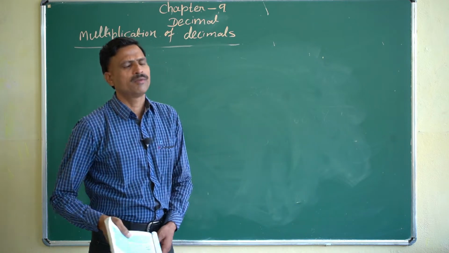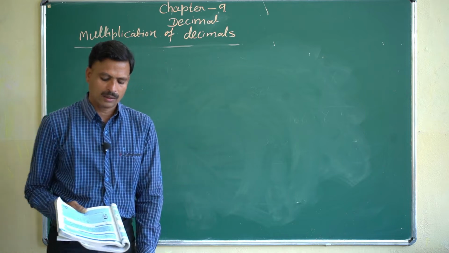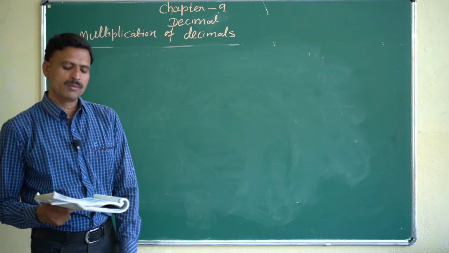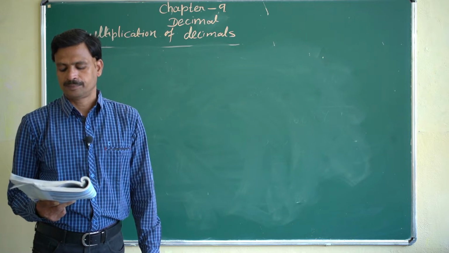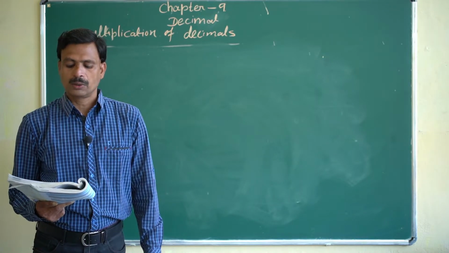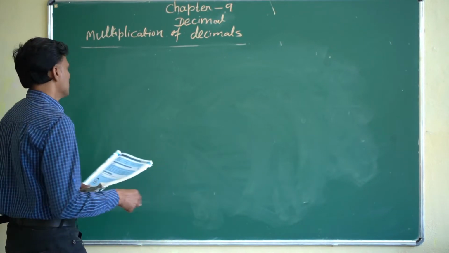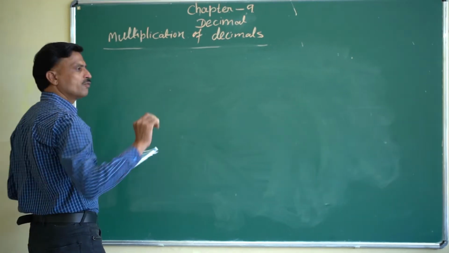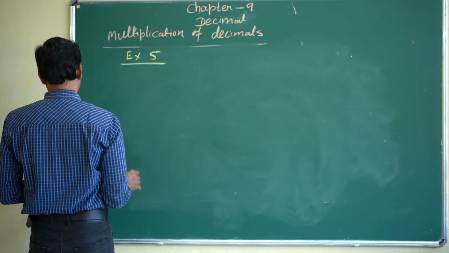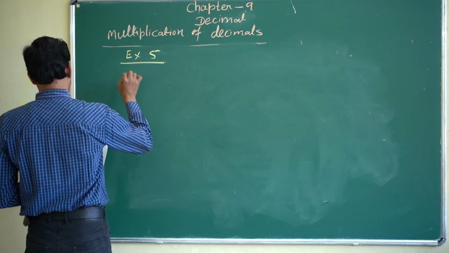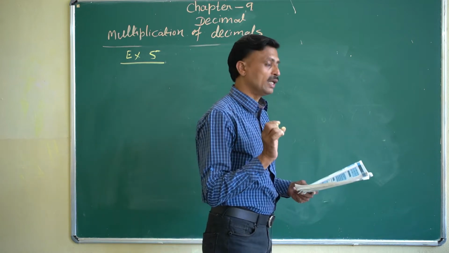As an application of decimals, a word problem: a car engine consumes 10.25 liters of petrol in an hour. How many liters of petrol are required to run the car for 14 hours? This is the question from Exercise 5, and the first one is, a car engine consumes 10.25 liters of petrol in an hour.